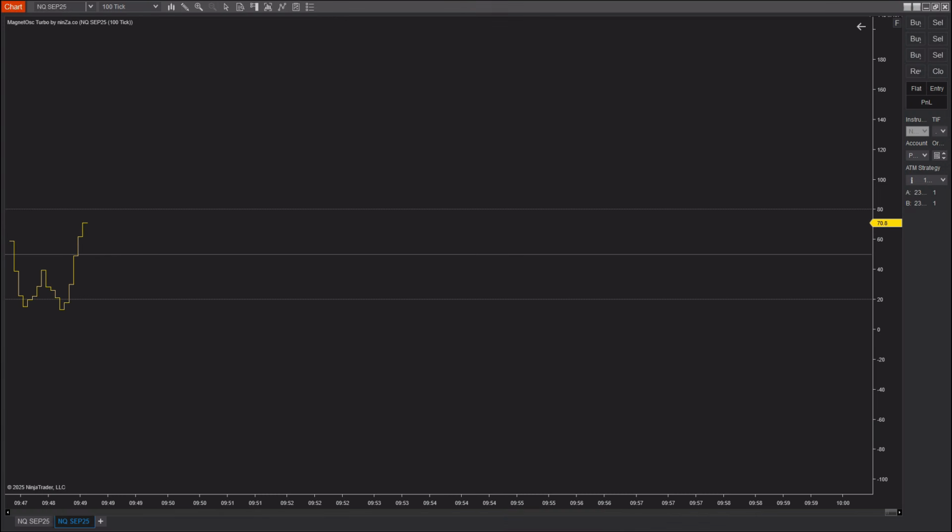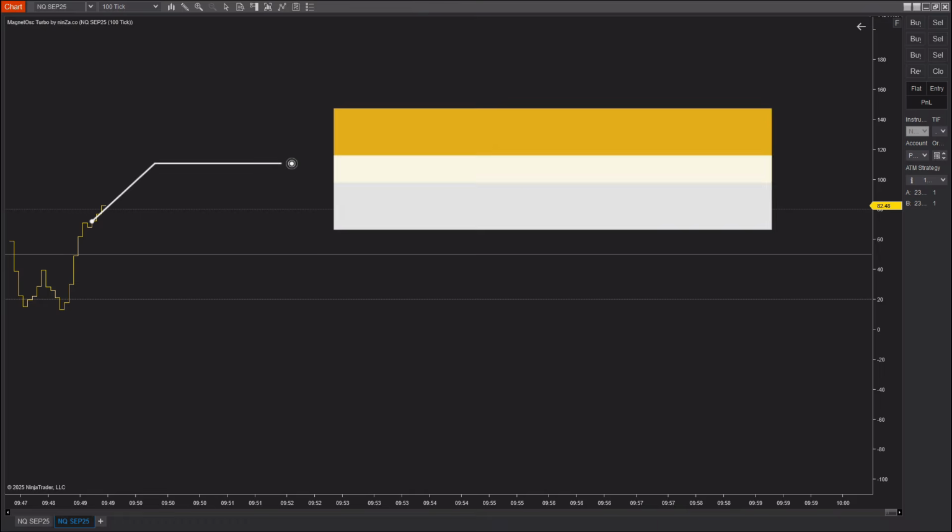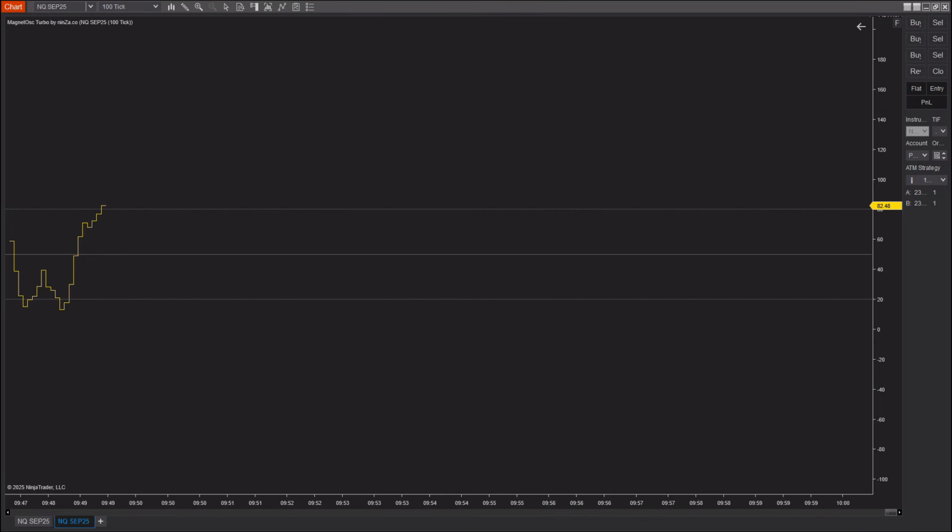Firstly, you could see this yellow line represents momentum on the smaller time frame, or more precisely, the momentum of the current time frame being displayed on the chart. For example, right now, the chart is set to a 100-tick time frame. That means this yellow plot reflects the momentum on the 100-tick chart. This makes it easy to track short-term momentum shifts.